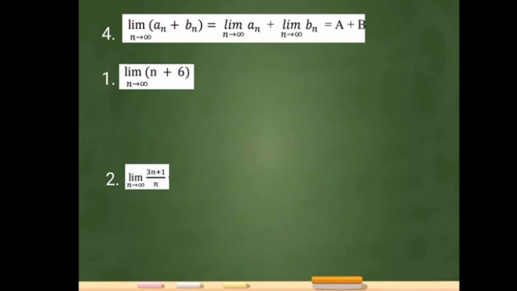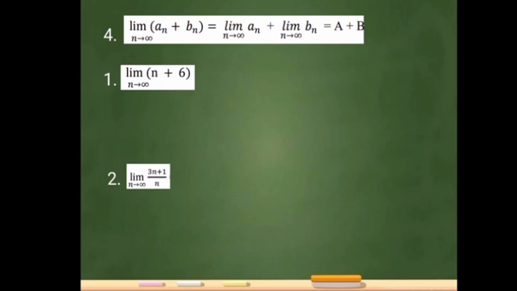Let's proceed to our fourth property, which is also called the addition theorem. When we say addition theorem, it is the limit of the sum of the functions is equal to the sum of the limits of the individual functions. So the general equation is limit a_n plus b_n as n approaches infinity equals limit a_n as n approaches infinity plus limit b_n as n approaches infinity equals a plus b.